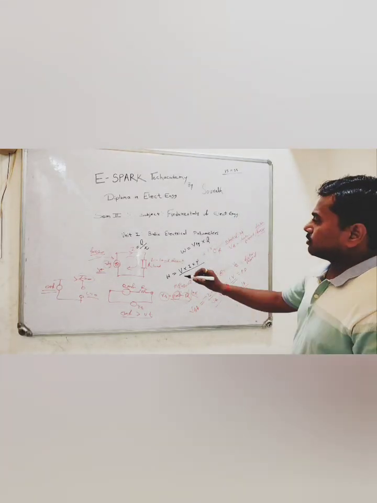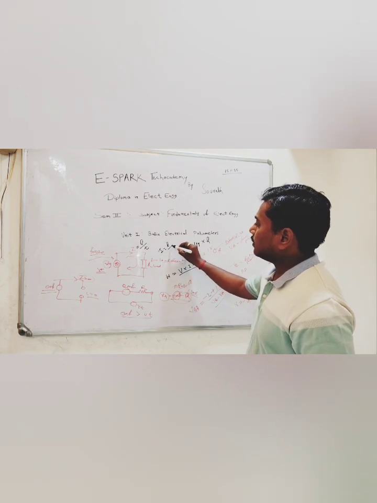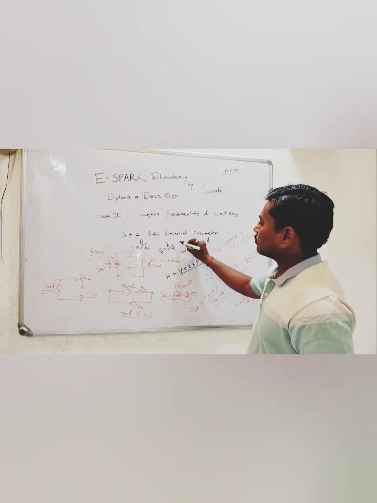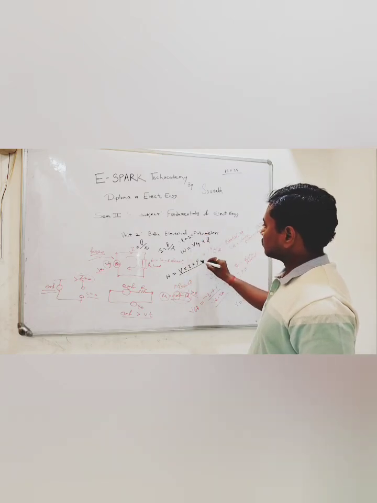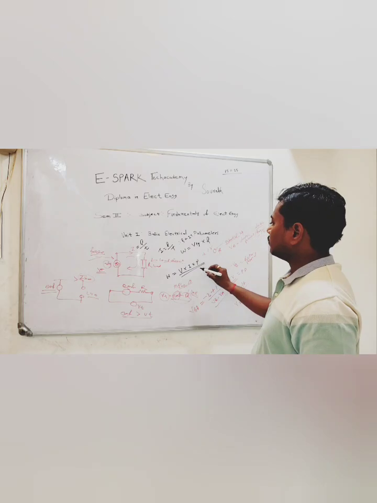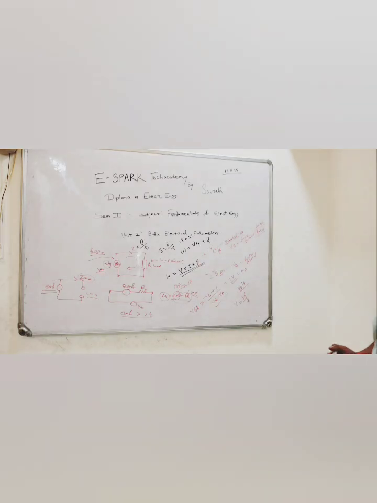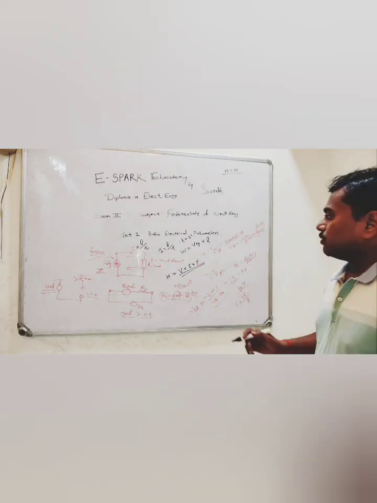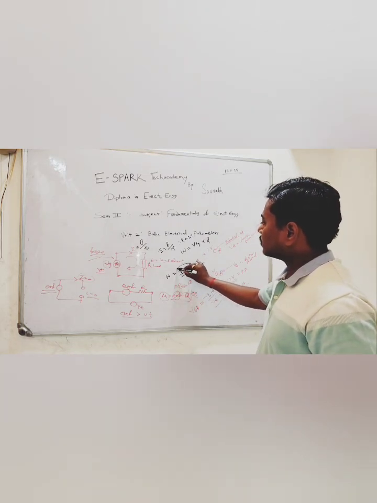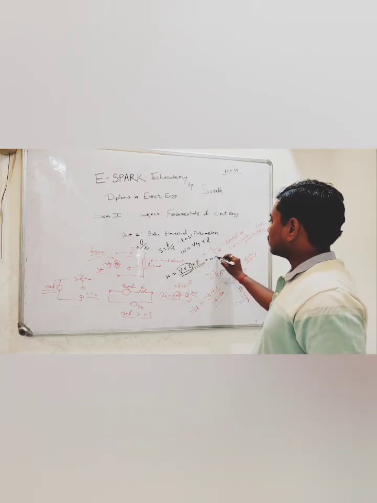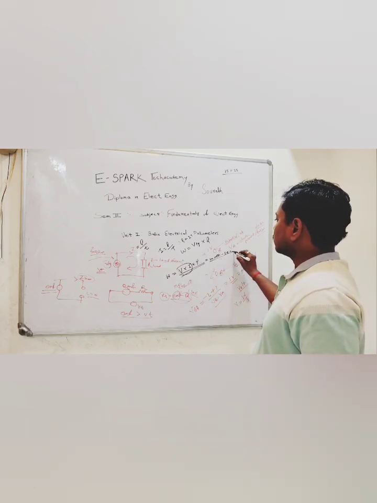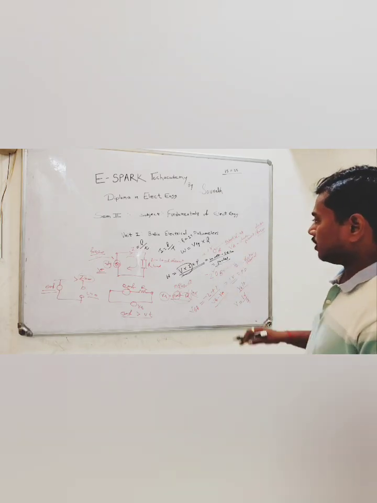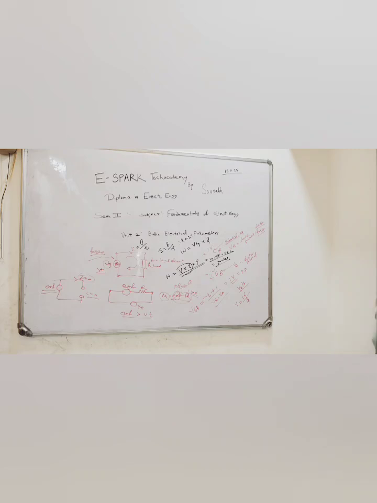It is nothing but I equal to Q by T. I have explained earlier, Q is equal to I into T. Substitute this in the equation. You will get the work done as V into I into T. V into I will be just watt and T will be seconds. Watt second is nothing but joules, the energy or work done which is produced.